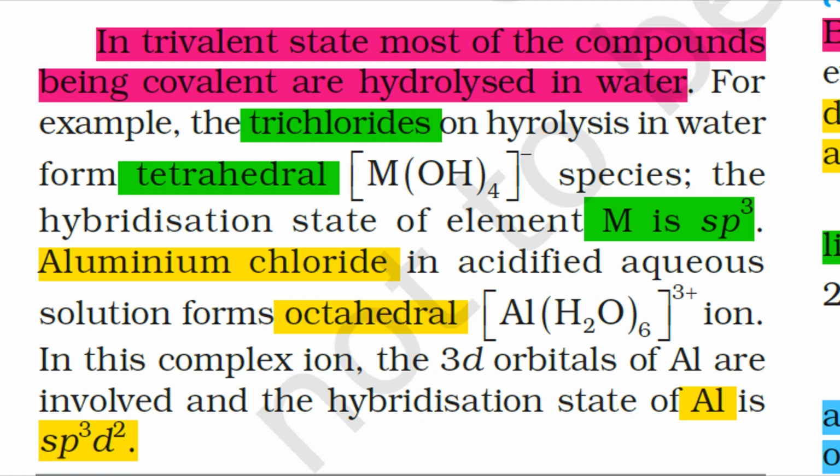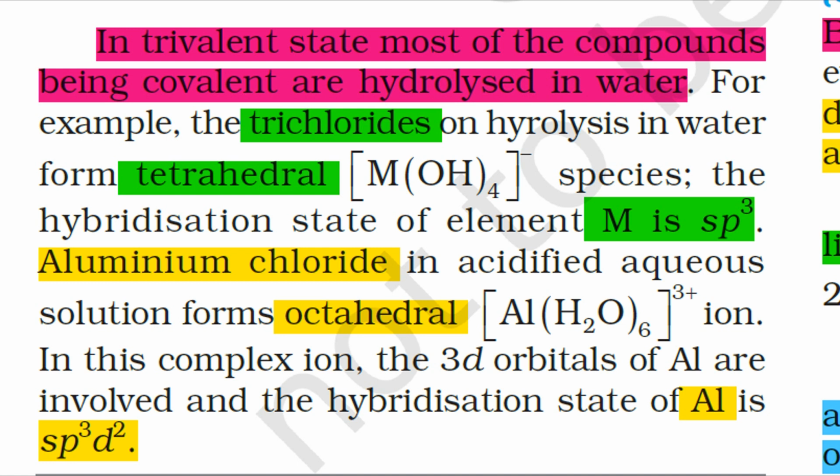Okay, so in the next paragraph, remember 2 things. In trivalent state, most of the compounds being covalent are hydrolyzed in water, and trichlorides on hydrolysis in water form tetrahedral species, in which hybridization of M is sp3, as you see it clearly. The second thing is aluminium chloride in acidified aqueous solution forms octahedral species, in which aluminium's hybridization is sp3d2.